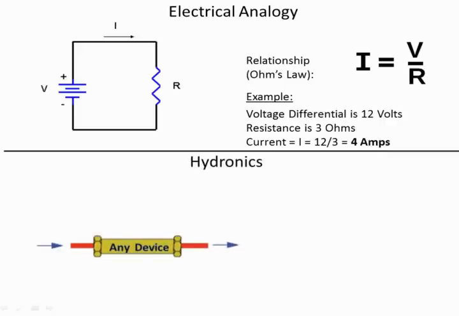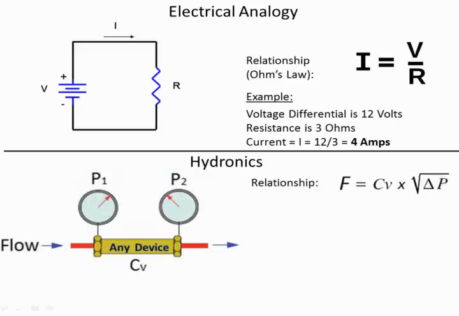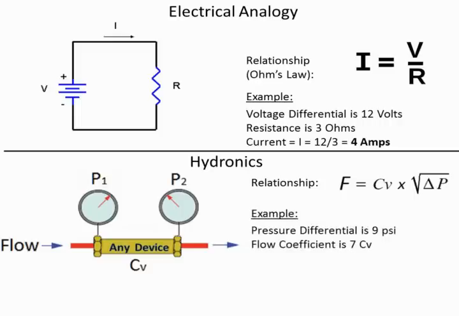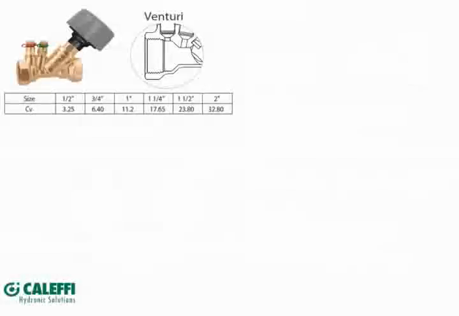So very straightforward, and by analogy, hydronics also has a very similar formula for any type of device in a hydronic system, whether it's a zone valve, a balancing valve, or a straight length of pipe. The formula is flow rate equals the flow coefficient of the device times the square root of the pressure drop. Okay, so it's similar but a little bit different than the electrical analogy. So as an example, if we measure the differential pressure across a device as being 9 psi, and the flow coefficient we know in advance is 7, we can plug it into our equation here and see that the flow rate is 21 GPM.